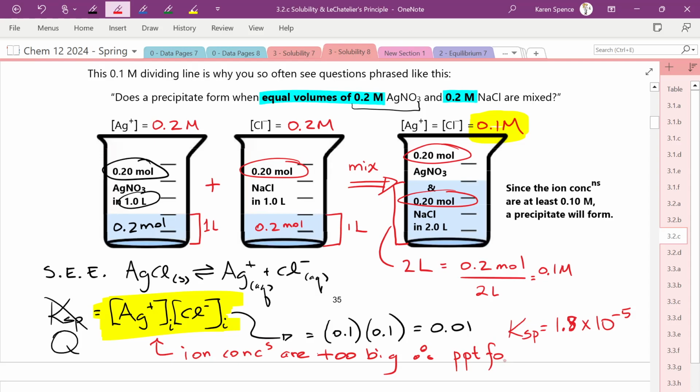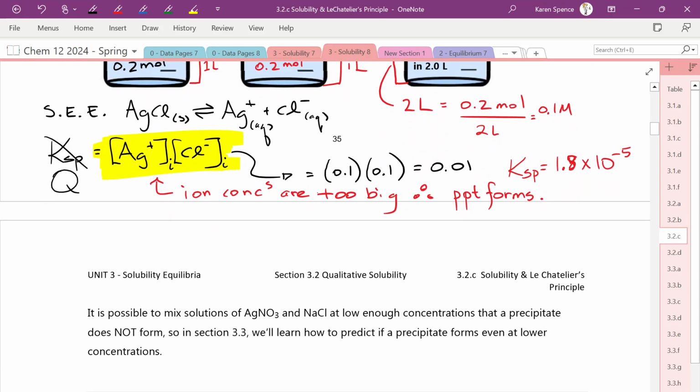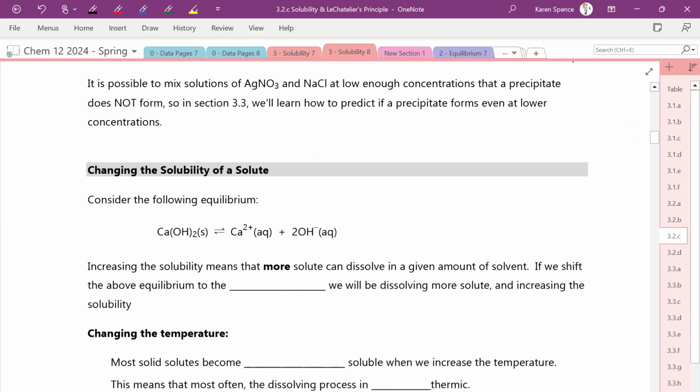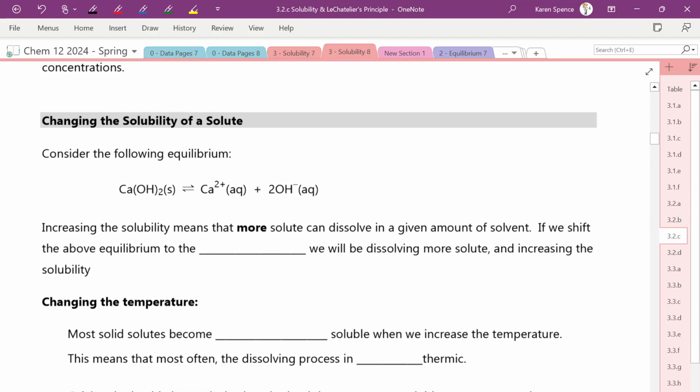And we'll actually do a bunch of math around this later on, but that's just a preview of it. It is possible to mix silver and chloride in low enough concentrations that a precipitate does not form, and we will take a look at that in section 3.3. It'll be in the form of the Q. So if I had 10 to the negative 6 molar and 10 to the negative 7 molar, I would probably be okay and not get a precipitate. Now we get into the meat of this. This is the LeChatelier part.